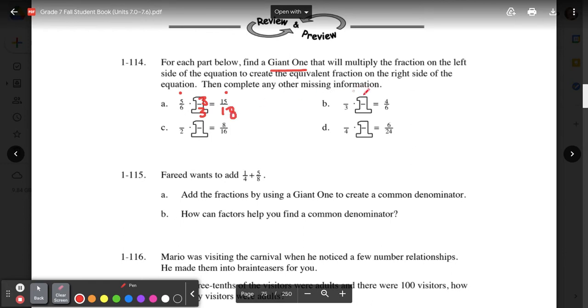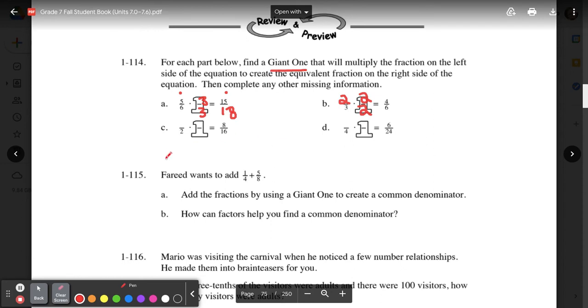So this next one, I know that my final answer is 4/6, and I want to say 3 times what equals 6? Well, I know that 3 times 2 equals 6, and if 2 is in the denominator, it also has to be in the numerator. And now I say what number times 2 equals 4, and I know that 2 times 2 equals 4.